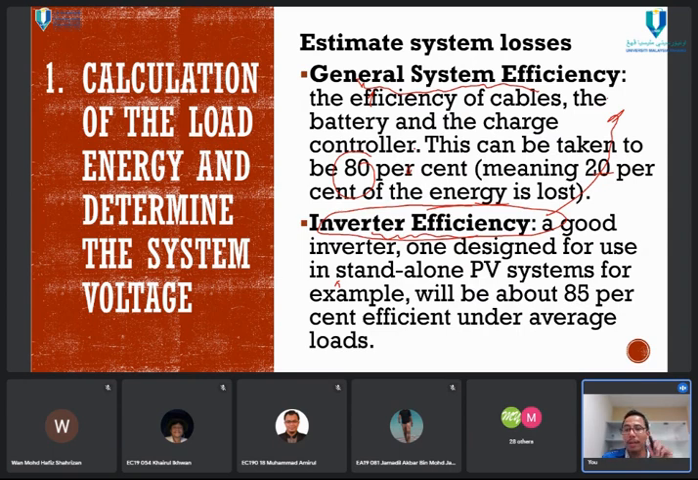It's not about the battery, it's about the inverter. Okay? It's about the inverter, especially if we buy the cheapest one.